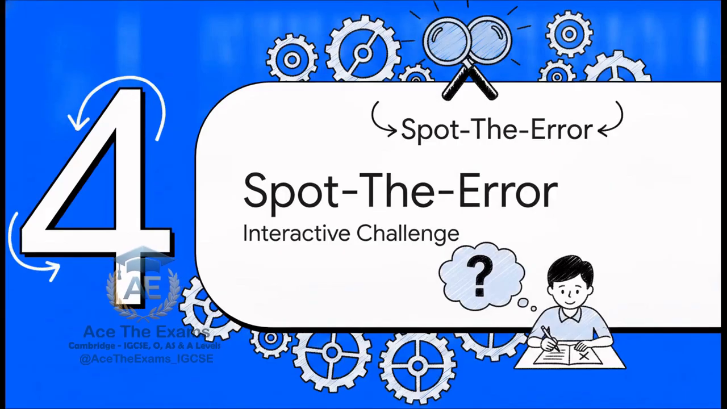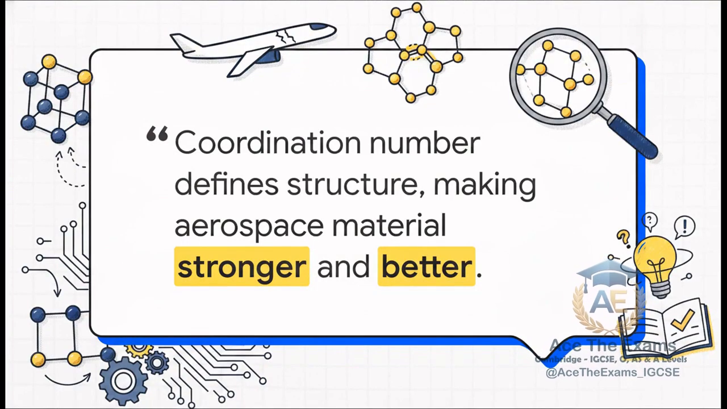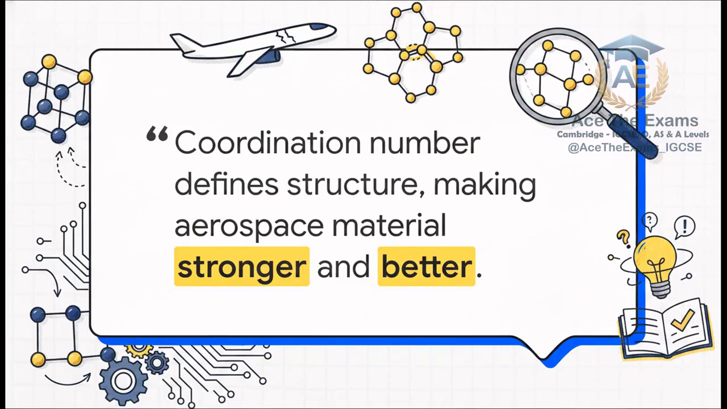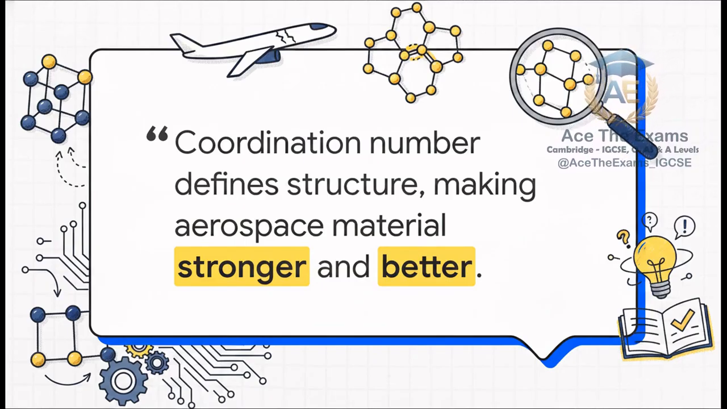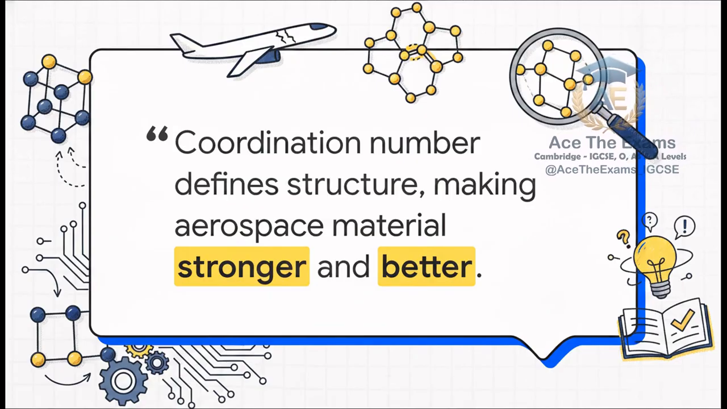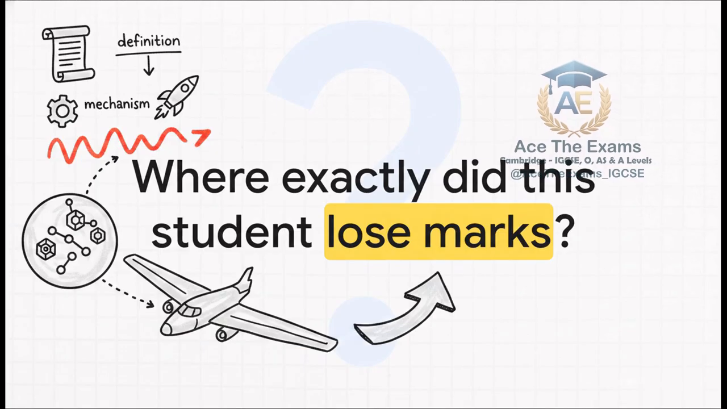Section 4, the Spot the Error Interactive Challenge. All right, now that you've got the framework down, let's put your examiner hat on for a second. Read the scattered, flawed explanation that a student wrote on their exam paper. The coordination number defines the structure, which is why the aerospace material is stronger and better. Take a really good look at that sentence. Critically analyze it. Let's pause for a second. Where exactly did the student lose the mark?